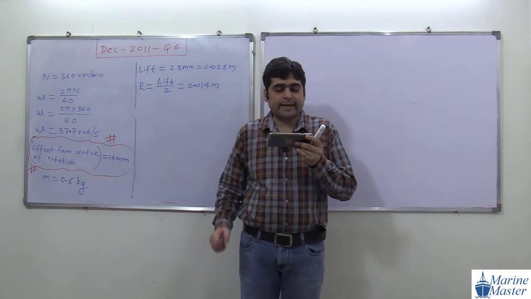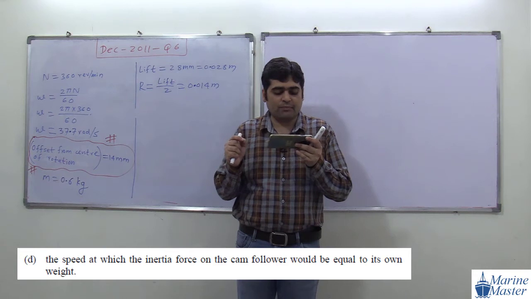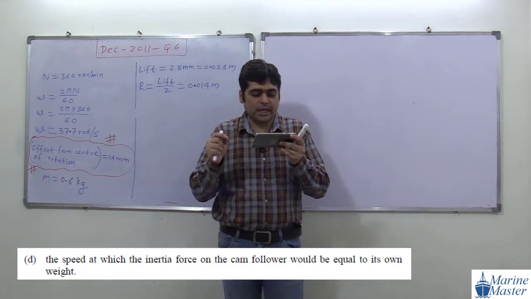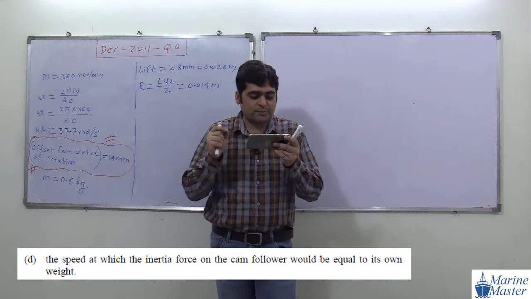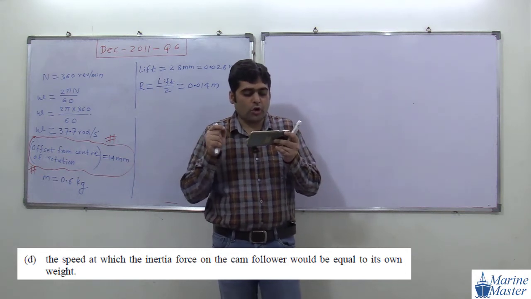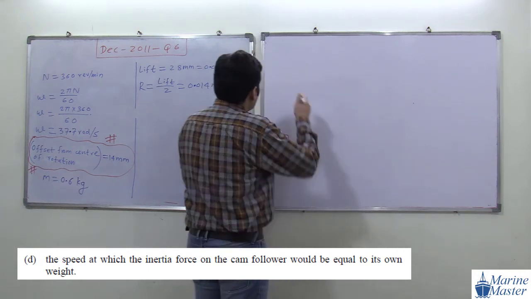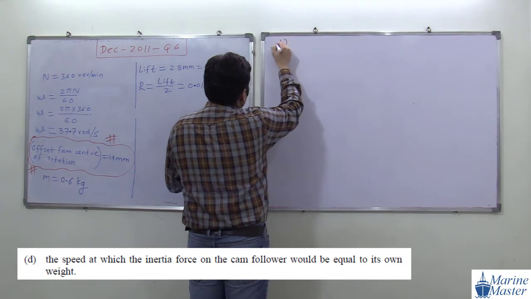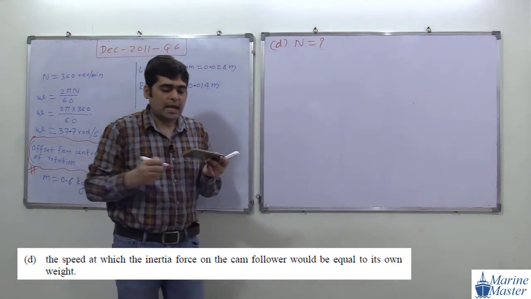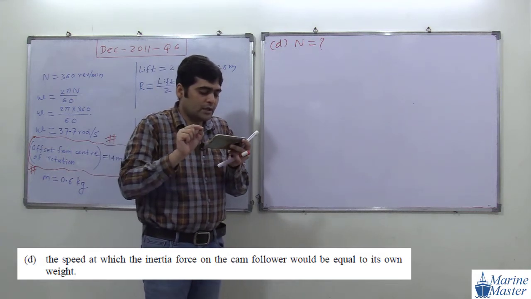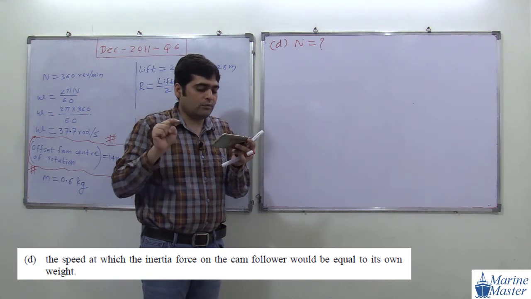Now what is our target in D part? What we have to find out? The speed at which inertia force on the cam follower would be equal to its own weight. Okay, so in D part we have to find out N, and for that what they have given us? The speed at which inertia force on the cam follower would be equal to its own weight.